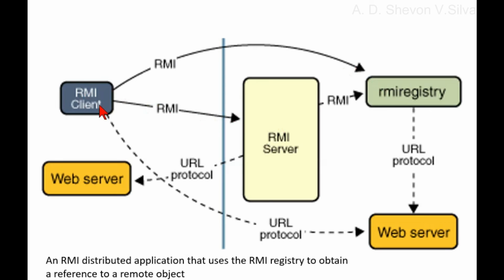This illustration also shows that the RMI system uses an existing web server to load class definitions, from server to client and from client to server, for objects when needed.